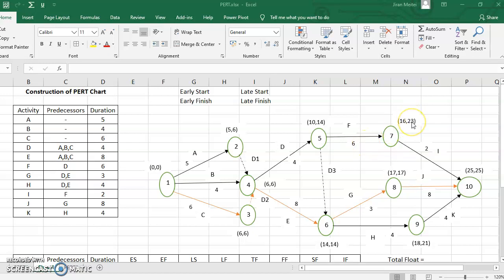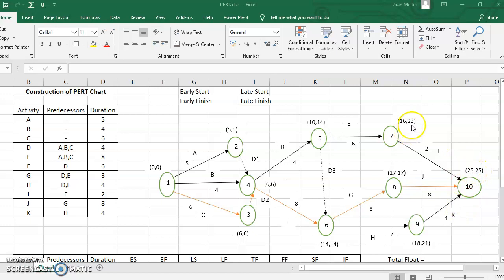So why is this 23 called the latest finish time? If you finish this activity A beyond 23, then you'll not be able to complete this project in 25 units. Let's check it out. Say this activity is completed, for example, at 24. You complete this at 24, then 24 plus 2 is what? 26. So this number will be replaced by 26 because the maximum of 3 will be 26 then.